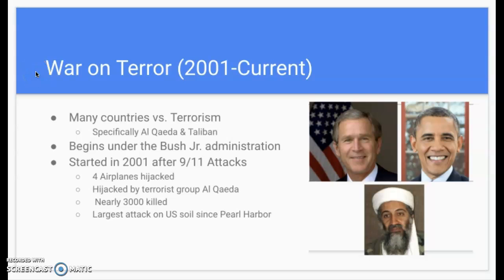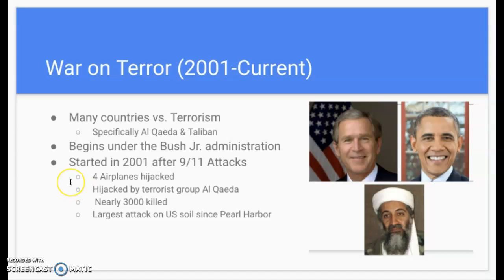The next war we'll be looking at is the War on Terror, which started in 2001 and is currently happening. The War on Terror is actually being fought by many countries versus terrorism, specifically Al-Qaeda and the Taliban. This war began under George Bush Jr., which is this guy right here, after the 9/11 attacks headed by this guy, Osama bin Laden. On 9/11, 4 American airplanes were hijacked by a terrorist group called Al-Qaeda.